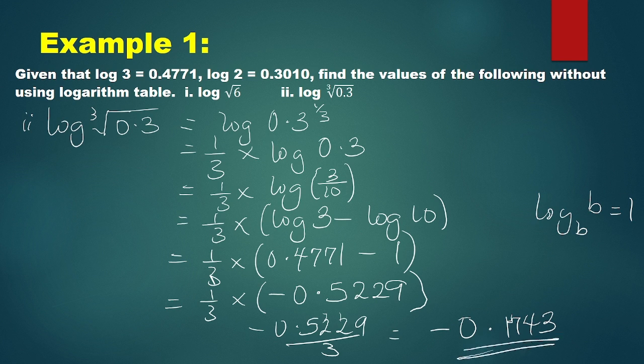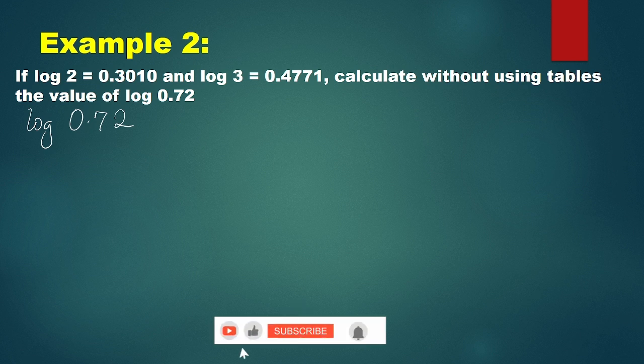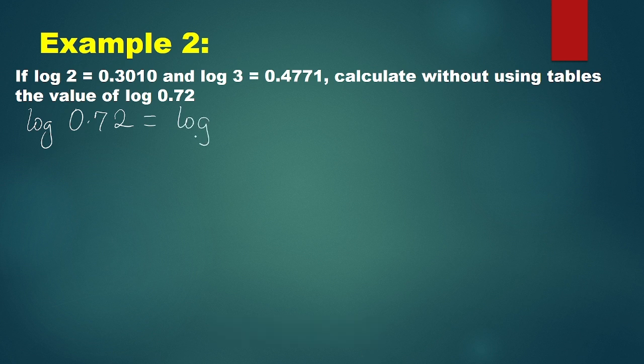Let's go to example 2. If log 2 equals 0.3010 and log 3 equals 0.4771, calculate without using table the value of log 0.72. So to find log 0.72, the goal is to ensure that we have log 2 and log 3 such that we can easily substitute. So I will change log 0.72 into log 72 over 100. So now we have a fraction.